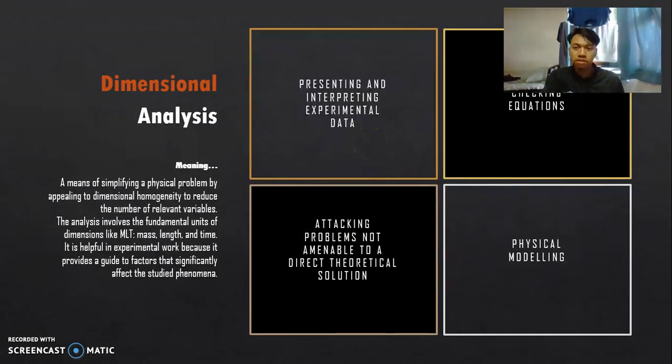So I'm going to explain about dimensional analysis. Dimensional analysis means simplifying a physical problem by appealing to dimensional homogeneity to reduce the number of relevant variables. The analysis involves the fundamental units of dimensions like mass, length and time. It is helpful in experimental work because it provides a guide to factors that significantly affect the studied phenomena.